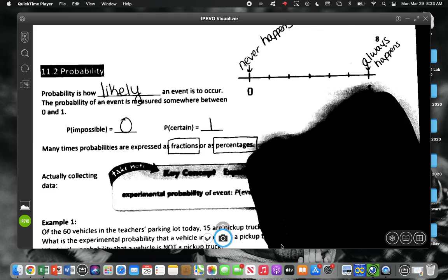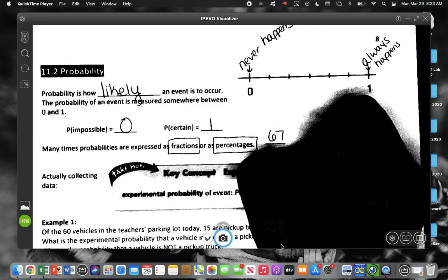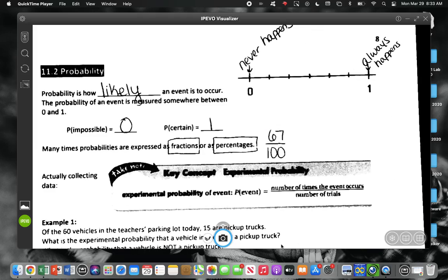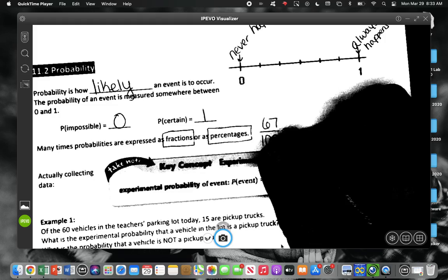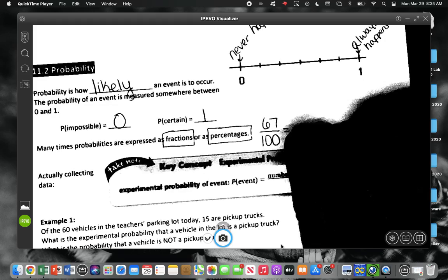All right, so a fraction, you would see something like 67 out of 100. Now, if you have a fraction, how do you get the decimal for that? What would I type in the calculator to get the decimal? If I just want to know the decimal of 67 over 100, we divide it. So you would take 67 divided by 100, and that would give you 0.67.